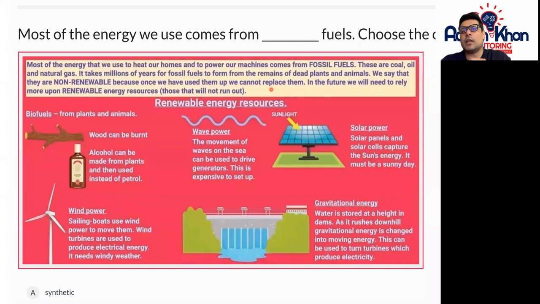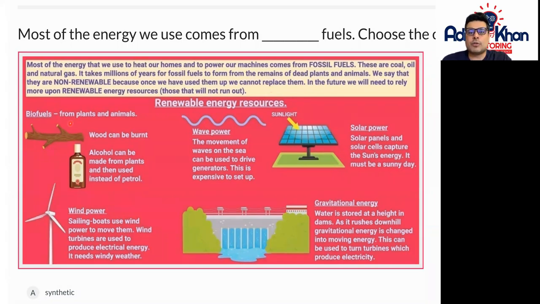So the difference between renewable energy and non-renewable is that non-renewable energy consists of oil, gas, and coal, and it will run out, and it already is running out in the world. Whereas renewable energy, like the sun, the waves, the sea, the wind, will never run out. And that's why they're called renewable. So let's have a look at some of these examples.